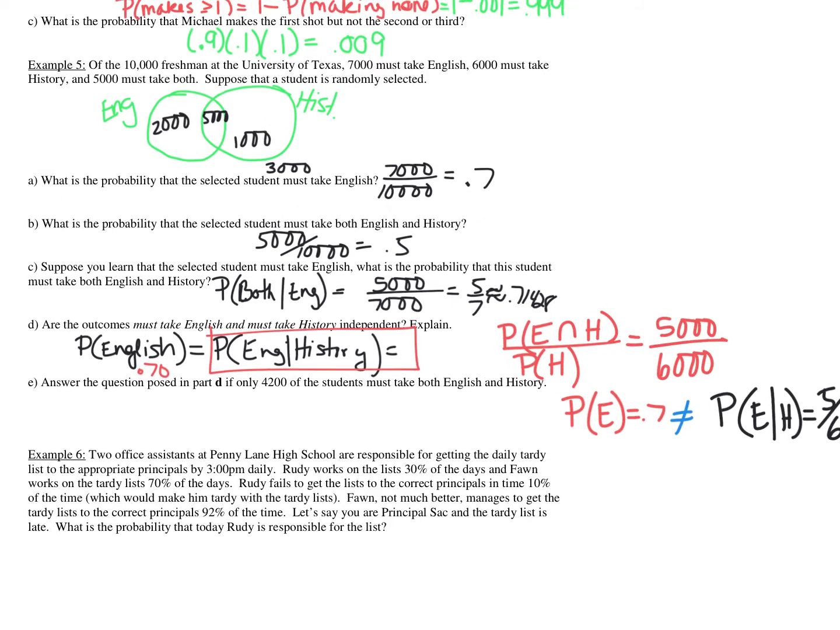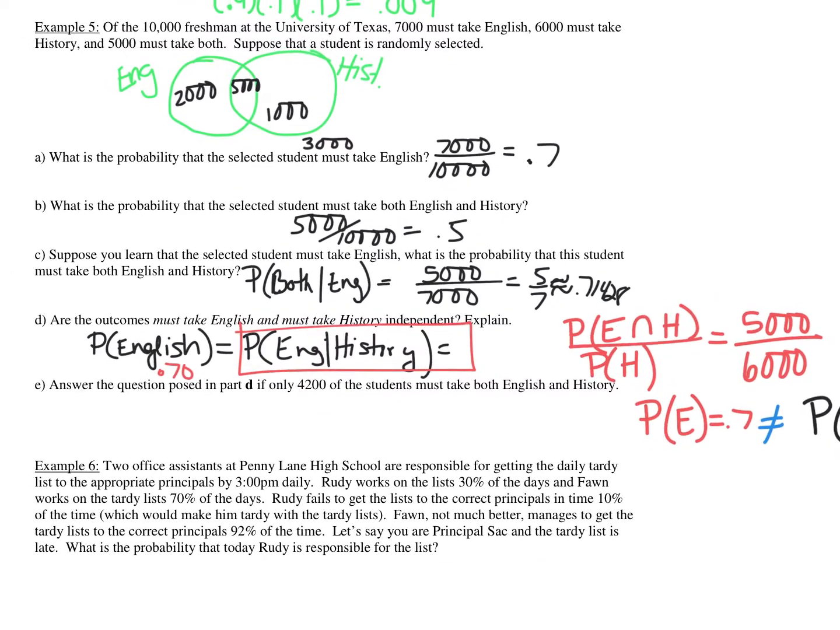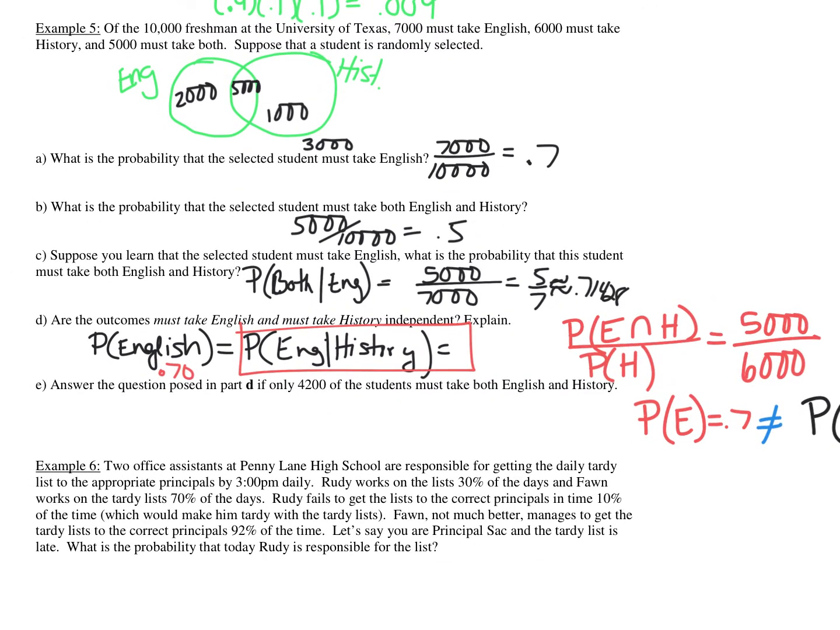Now part E says, so answer the question posed in part D. All right, so revisit this. If only 4,200 of the students must take both English and history. So my understanding of that is it's saying just change this intersection part to 4,200, in other words. Okay, so if we were saying forget that, let's now say it's 4,200.